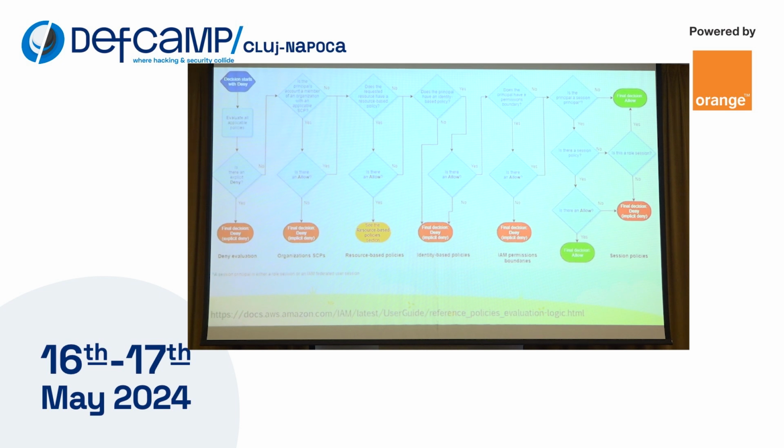Now, who is familiar with this diagram? Okay, so I will not get into much detail about it. This is the policy evaluation logic when AWS tries to determine if you can do something in AWS. And if you are doing Privesc, if it's working, this is not relevant. But if it's not working, it might help you to take a look around here to see at what point you have a deny statement that might prevent you from completing the attack vector.